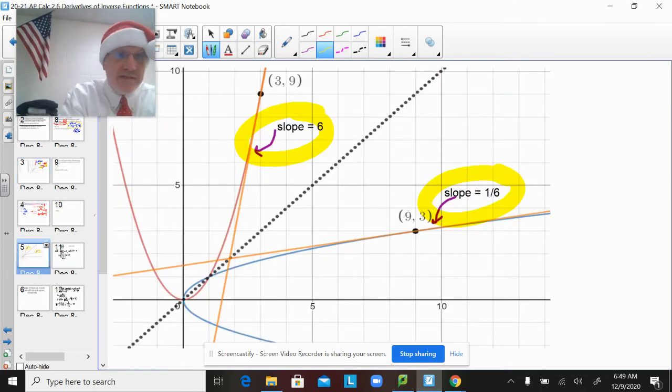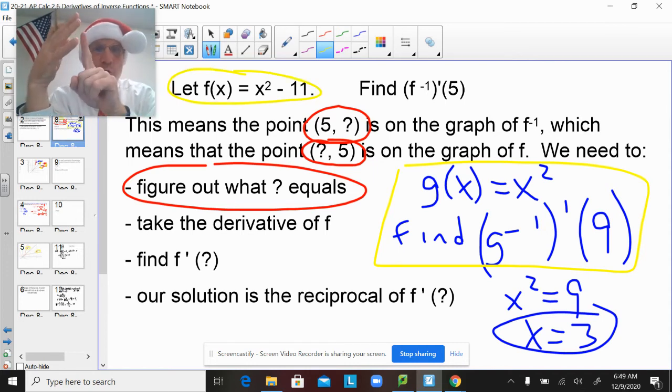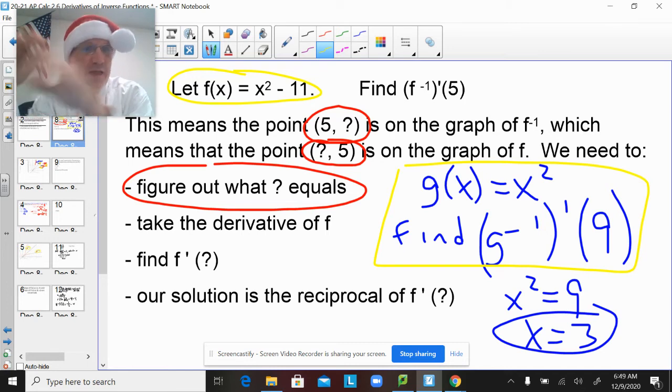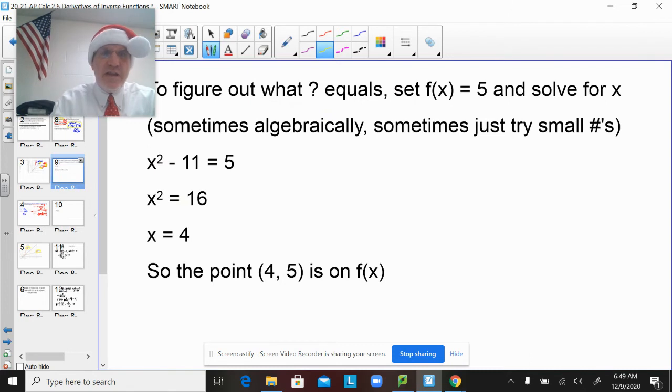So that's not where I was. This is where I was. Now let's go back to this problem. We have to figure out what the question mark is. What number is it? On the original function, it's something comma 5. Once we know that number, we'll take the derivative of x squared, which is an easy derivative, plug in this number that we still have to find, and take the reciprocal of that. To figure out what this question mark equals, we need to set the original function equal to 5 and solve for x.